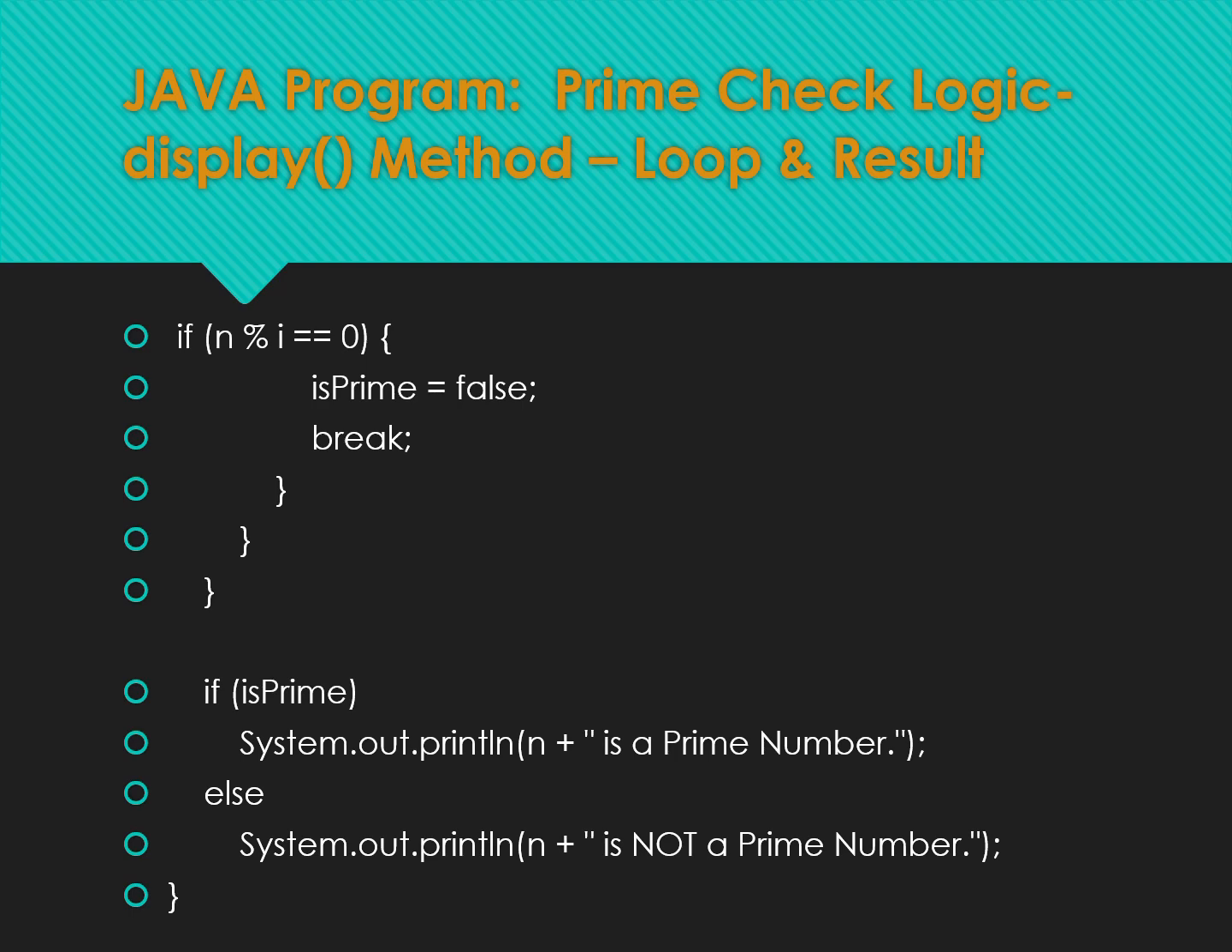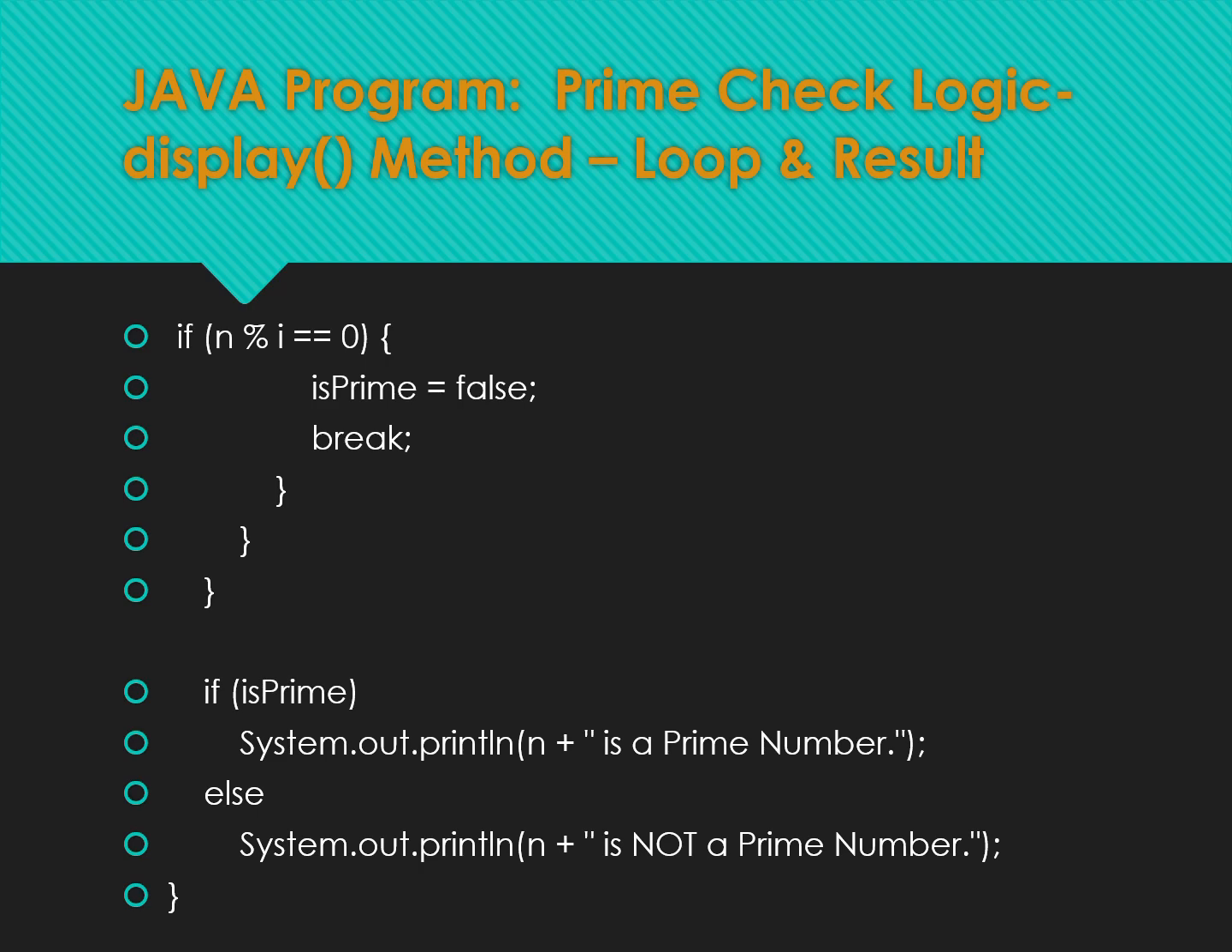Continuing from the previous slide, we now look at the rest of the logic inside the display method. In this part, we complete the loop that began in the previous slide. Within the loop, we check if n is divisible by i, using the condition n%i equals 0. If this condition is true, it means i is a factor of n, and hence, n cannot be a prime number. At this point, we immediately set isPrime to false and use a break statement. The break command exits the loop early, which saves time. There's no need to continue checking once we already know the number is not prime.